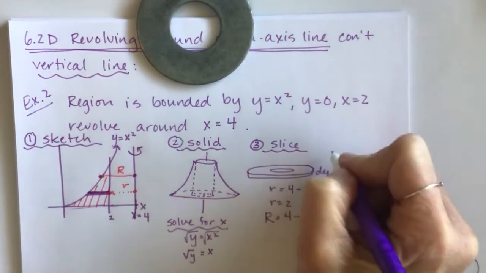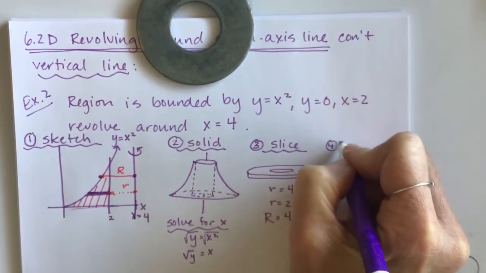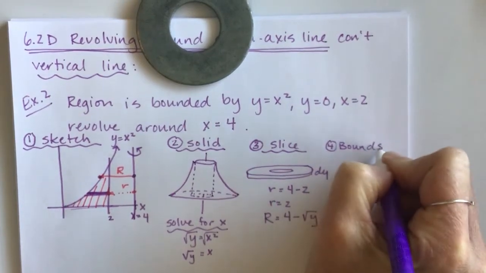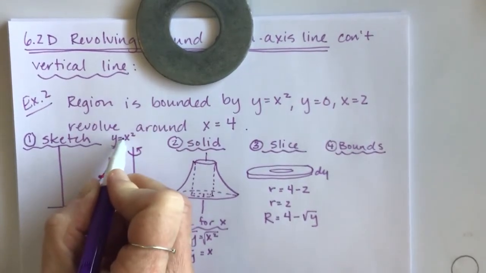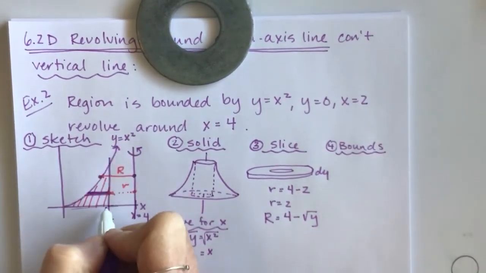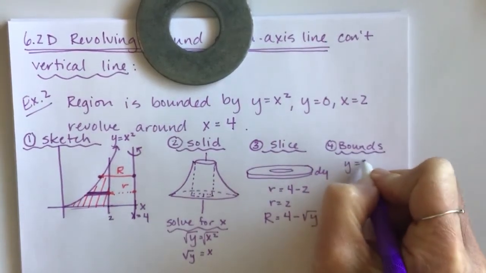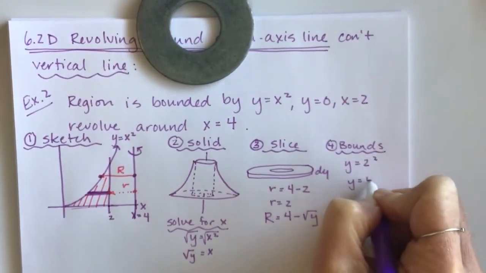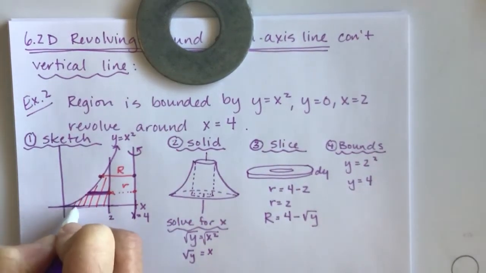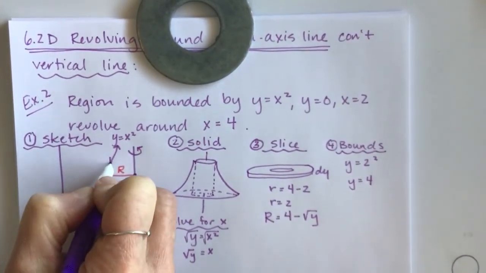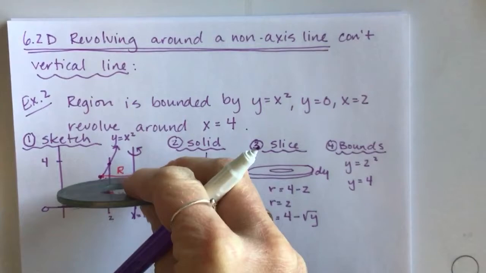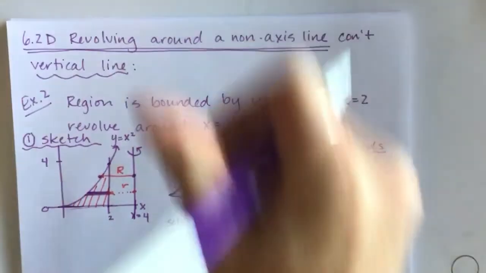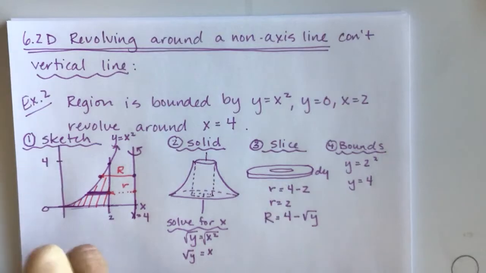Our bounds, we can kind of just look at our picture and figure out what they are, right? So we know y equals x squared, and we know x is equal to 2. So y is equal to 2 squared, so y is equal to 4. So we're going to go from 0 here up to this point, which is 4. So our washers are getting stacked this way this time. Okay, and then our last step is write that integral and solve it.